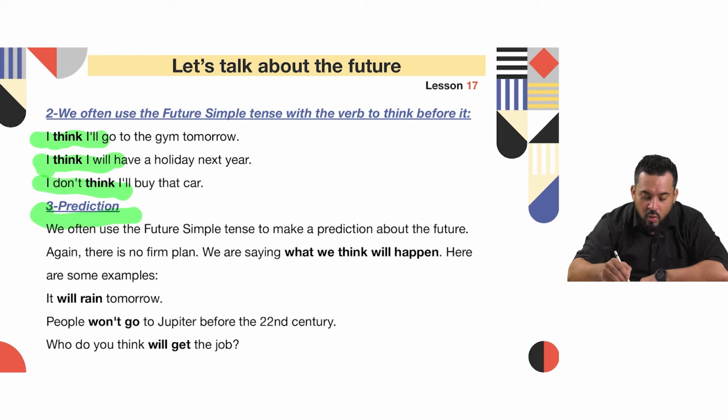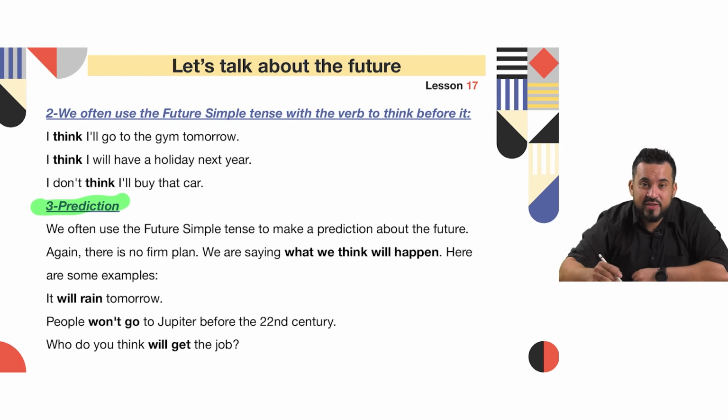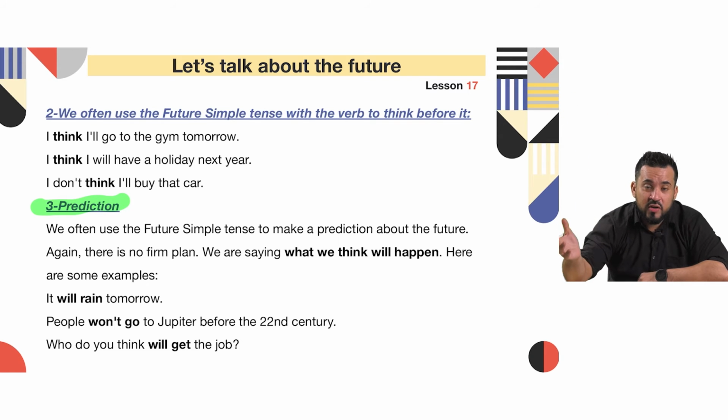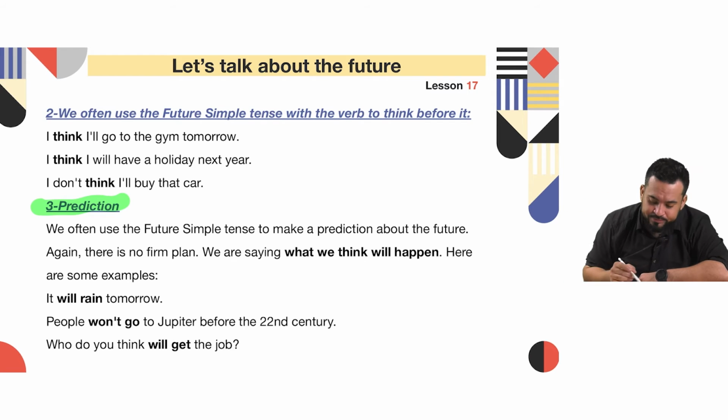We use it for predictions. What is a prediction? A prediction means saying what's going to happen in the future. We always use will with predictions. For example, it will rain tomorrow. This is a prediction. You don't know. It might not, but you think it will. People won't go to Jupiter before the 22nd century. Jupiter is a faraway planet, and you are making a prediction.